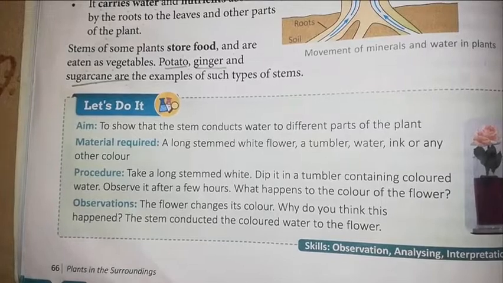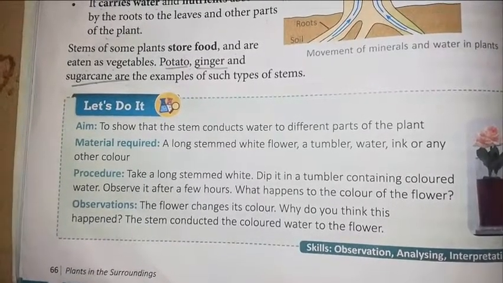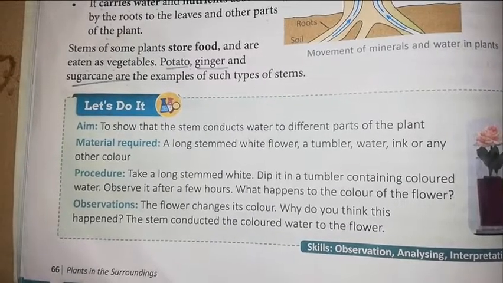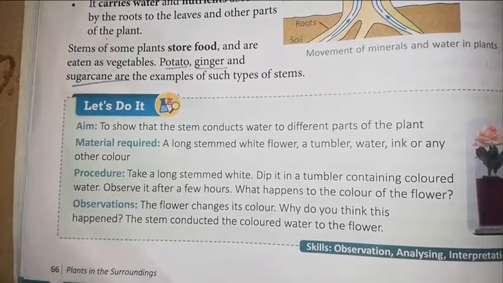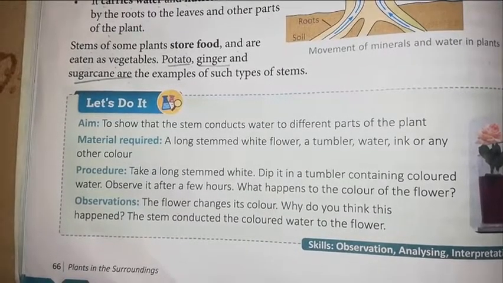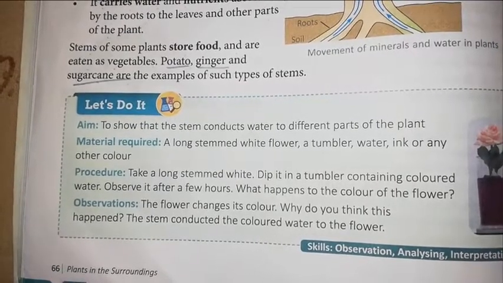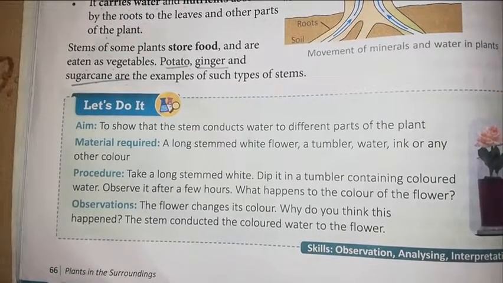So we will mix the ink or any other color to the water. Then we take the long stemmed white flower and dip it in the tumbler or glass. What did we do? We put the flower in the tumbler. Now observe the flower after some hours.